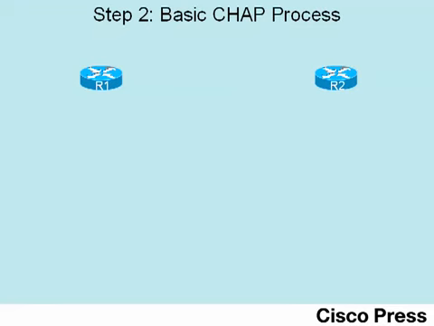Next we'll move on to step 2, which shows how to use PPP CHAP. CHAP is an authentication feature which allows two routers to verify that the router on the other end of the link is indeed a router that should be on the link and should be trusted. To authenticate, CHAP uses three messages. The first message that you see here is called the challenge message.